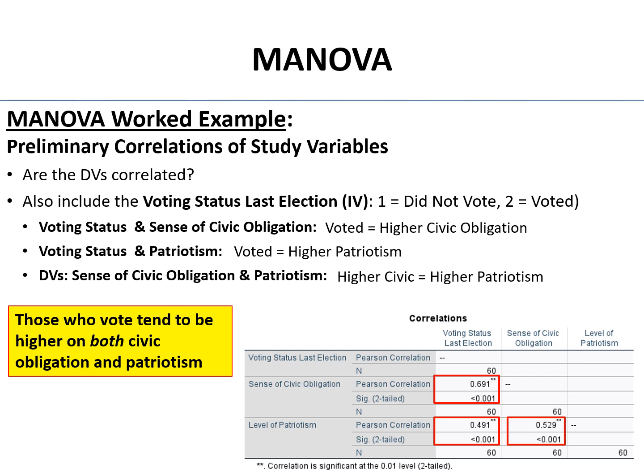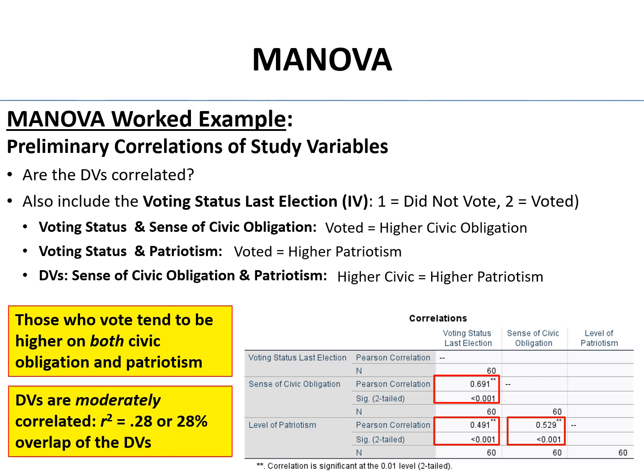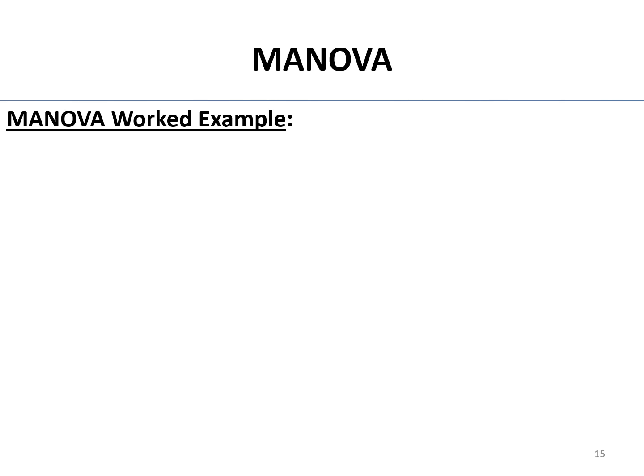So far, we know that those who vote appear to have both a higher sense of civic obligation and a higher level of patriotism. And that our dependent variables do have some substantial overlap. If you take that correlation coefficient, square it, you get 0.28, turn it into a percent, you get 28% overlap between level of patriotism and sense of civic obligation.